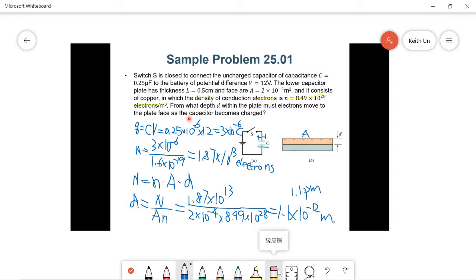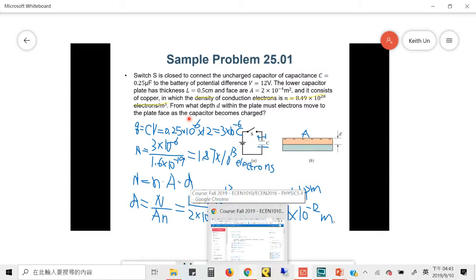Because the charge will be positive Q on the top plate and negative Q on the bottom plate, we actually calculated the bottom part, since free electrons can move to that part. And for the top plate, some free electrons move away from there to the battery.